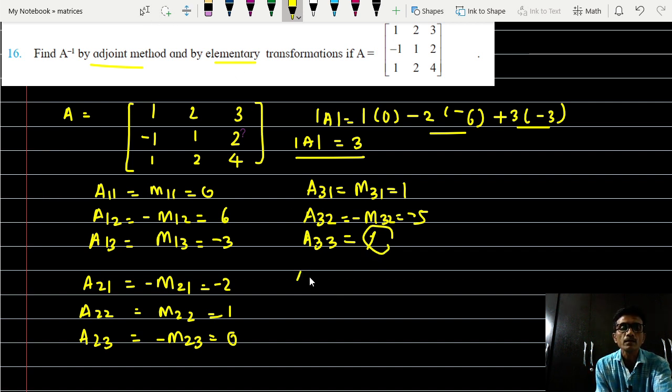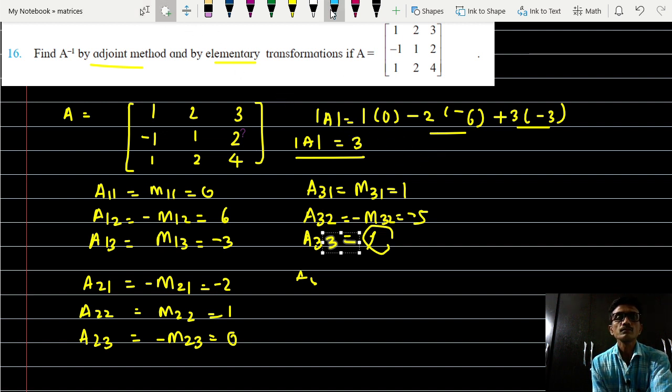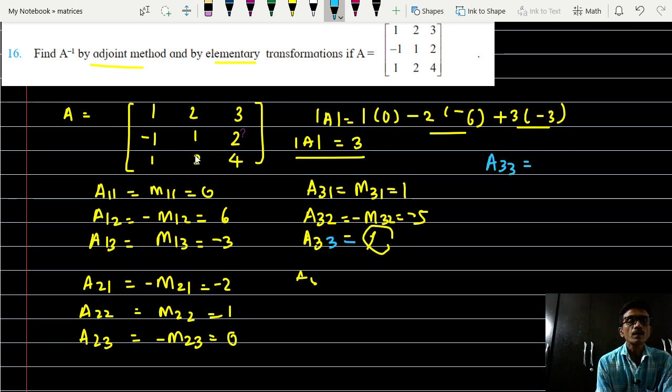Here I am writing A33 is equal to what? It is 1 minus of minus 2 plus 2, which is 3. Third row and third column delete करना है. 1 2 minus 1 1, so 1 minus of minus 2 plus 2 3.